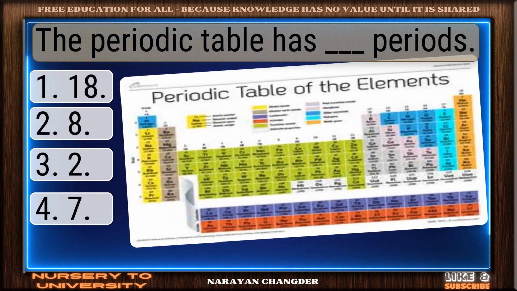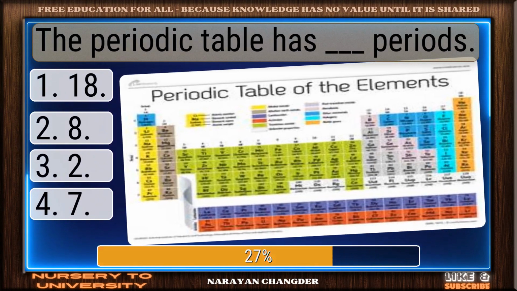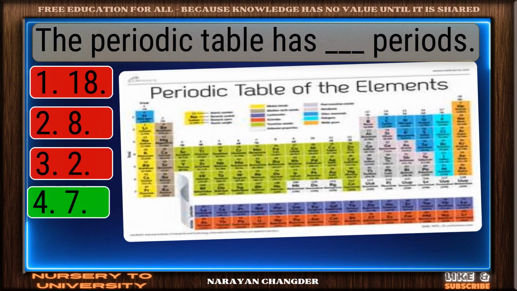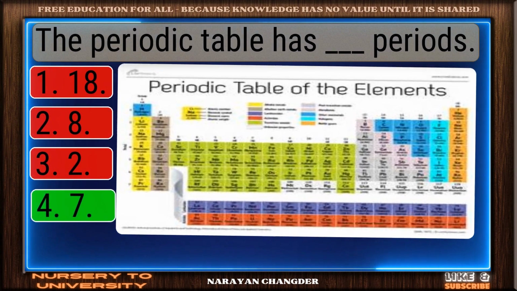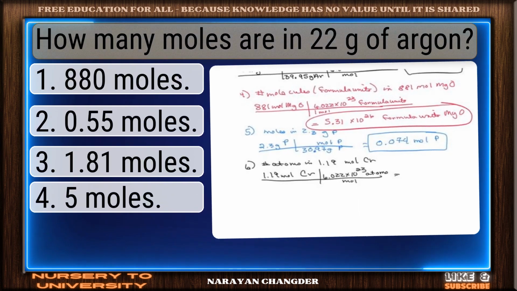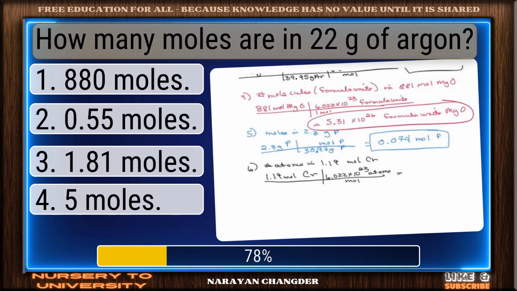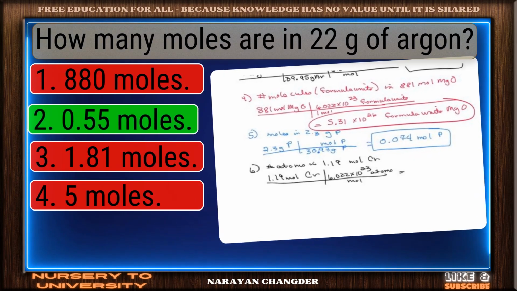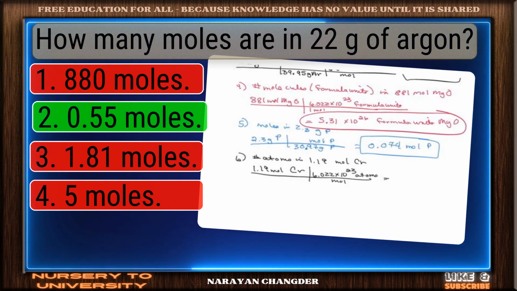The periodic table has dash periods. Clear logic. Your choice 7 is sound and 100% true. How many moles are in 22 g of argon? Good job. Your answer 0.35 moles works well here.